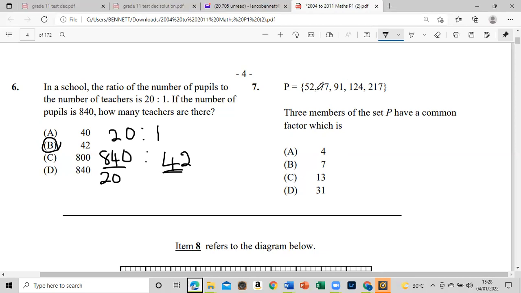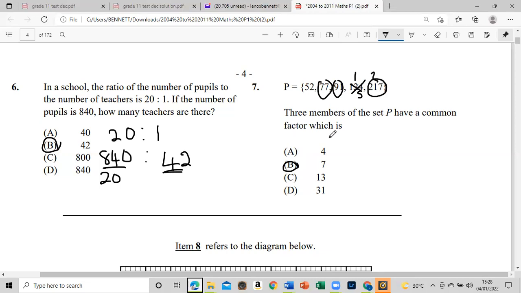7 can go into this. 7 can go into this. 7 can go into 91, yeah. Wait, let me check it first. 7 can go into 124? It can't go in at this, but it goes 3 times and leaves 1. The 7 goes into 3 numbers: it's going to go into 77, 91, and 217.